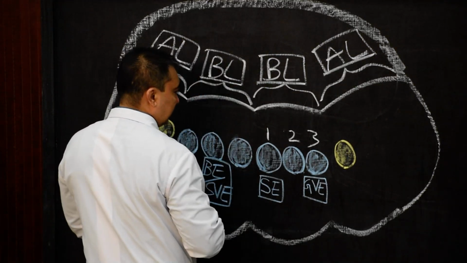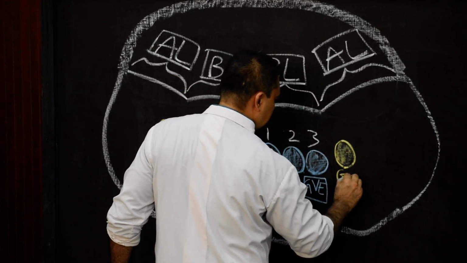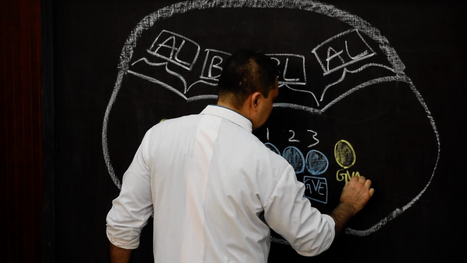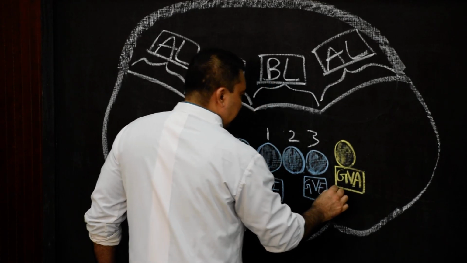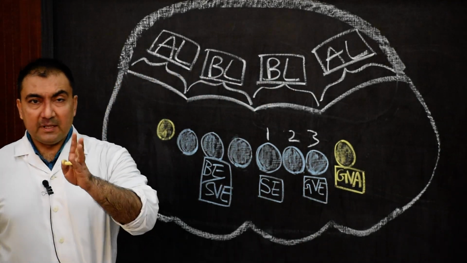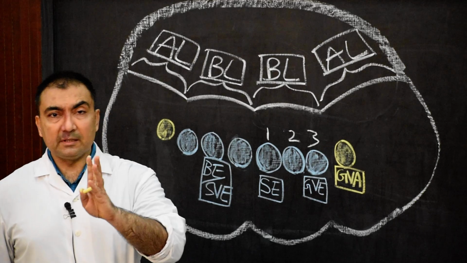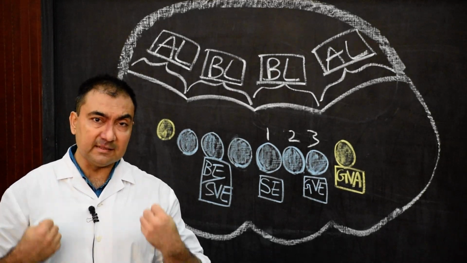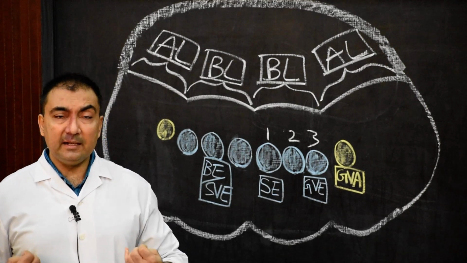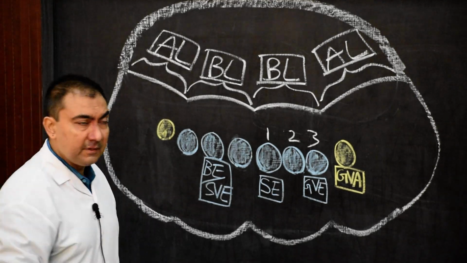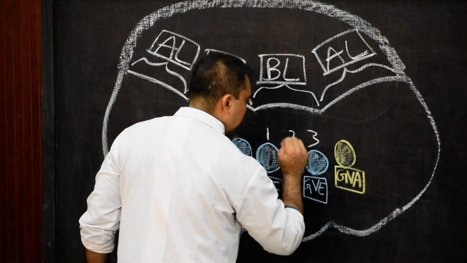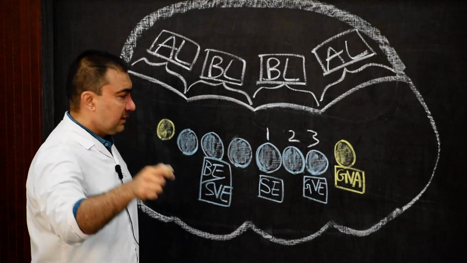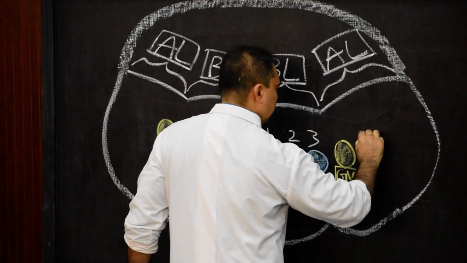And this general visceral afferent, I will write it here. This will develop into those neurons, those cranial nerves, which will bring the sensory fibers from the viscera. Alar lamina, sensory. So it will bring sensations from the viscera, general visceral afferent. Then we go to the next one.